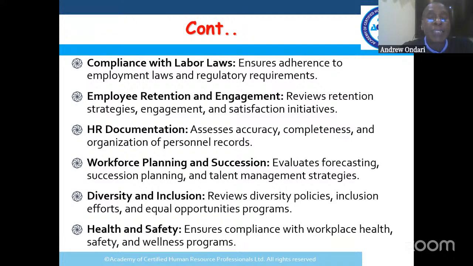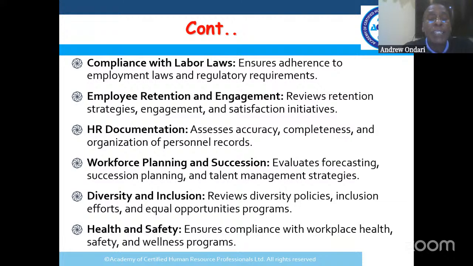Another aspect which forms part of the scope of HR audit is employee retention and engagement. It may not be a function per se, but a strategy within an organization to ensure that employees are attracted and retained for a long time. So the questions that HR auditors always ask is whether there are adequate and clear retention strategies and how employees are satisfied through various initiatives.